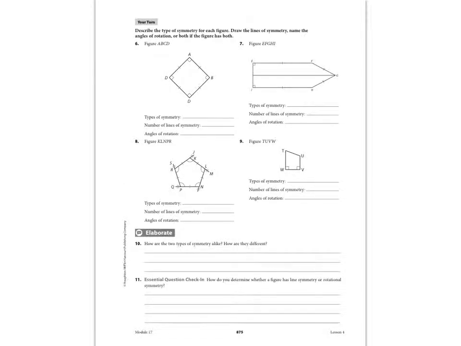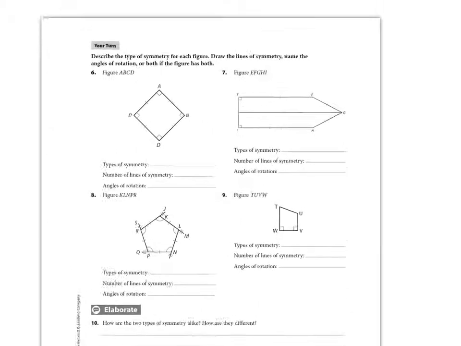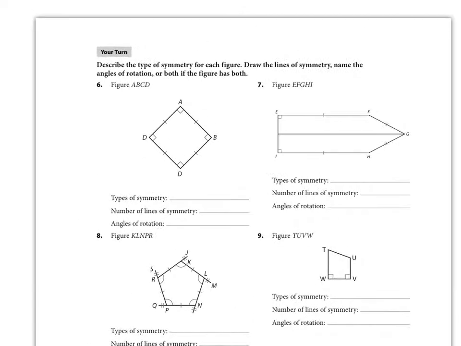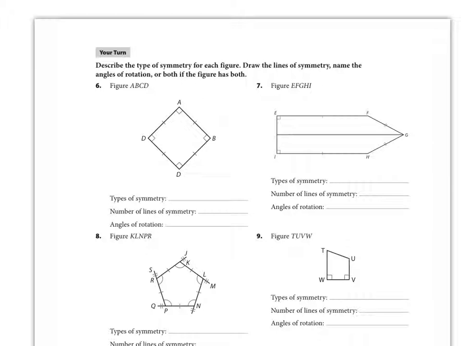Let's go all the way to page 875. This is going to be the last part of our lesson where we kind of put the two types of symmetry together. So I'll do a couple of these. I would like you to pause it and try the other two. Number 6, it looks like we have another square again, and we did the angles of rotation already for that, so I'm just going to write those down. That is 90 degrees, 180 degrees, and 270.